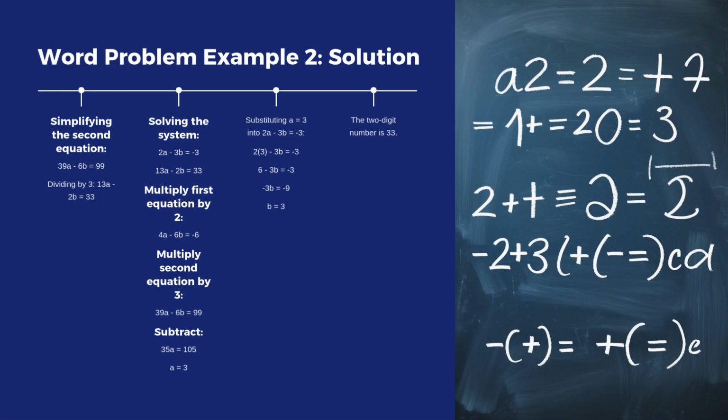Final answer. The two-digit number has tens digit a equal to 3 and units digit b equal to 3. This is the result of solving the system for a and b, therefore the two-digit number is 33. This is the single two-digit number that satisfies both given conditions.